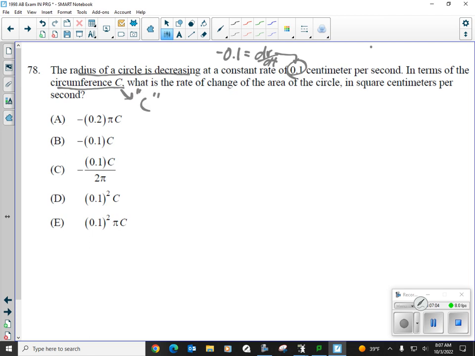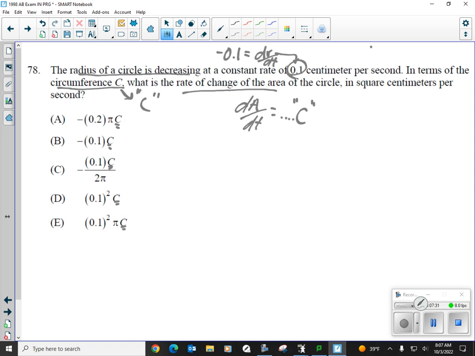And if you look, C. What is the rate of change of the area? I need to find dA/dt, and in this answer, I'm going to have my C involved. That's something with a C. All right, now we've got a direction here.